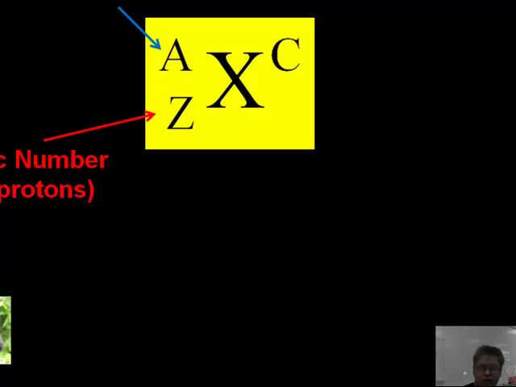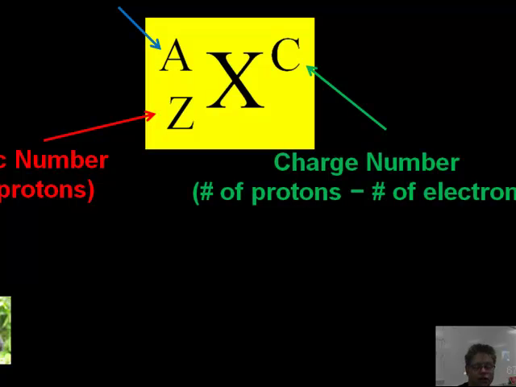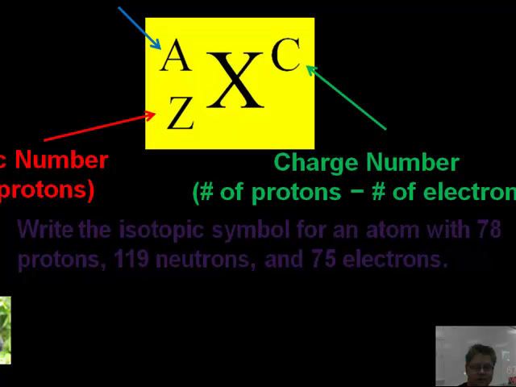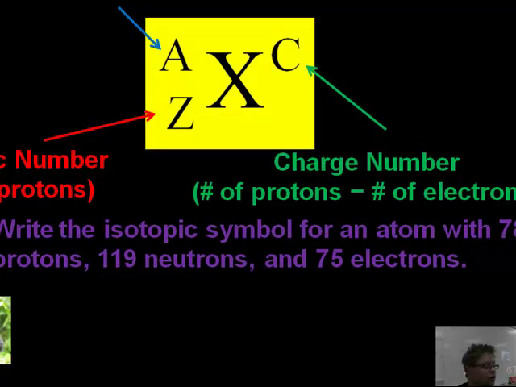More on charge. If you look here at our X A Z format, the C here stands for charge. You've got the mass number, the atomic number, and the charge number. Charge number is number of protons minus number of electrons. So, how would we write the isotopic symbol for an atom with 78 protons, 119 neutrons, and 75 electrons? Please do that now on your paper.